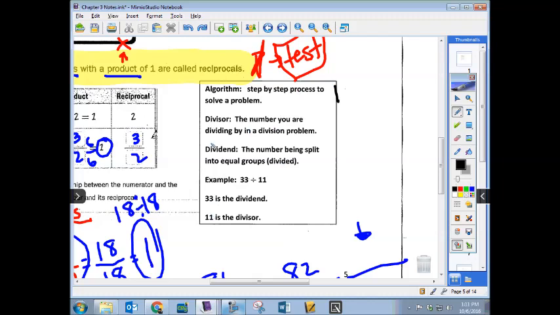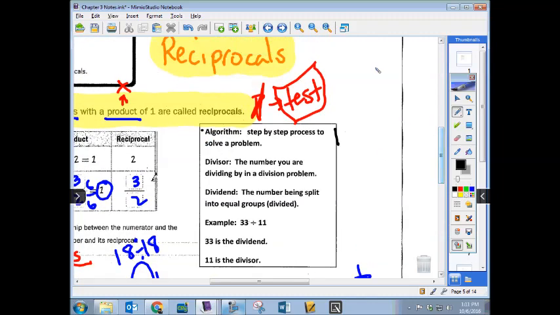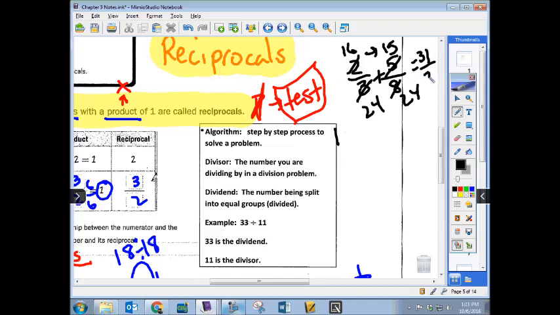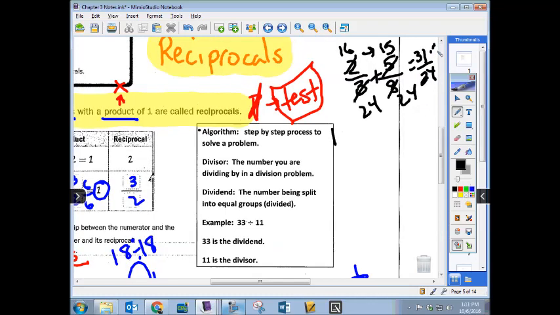You do have to know these 100%. An algorithm. You guys might have heard that word before. An algorithm is a step-by-step process to solve a problem. For instance, when you add fractions, 2/3 plus 5/8, the algorithm is that we have to find a common denominator. We have to do whatever we did to the bottom to the top. Then we have to add the numerators. Then we have to keep our denominator the same, and so on. That is just a step-by-step process. Okay?